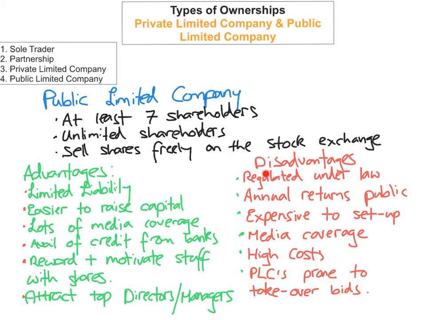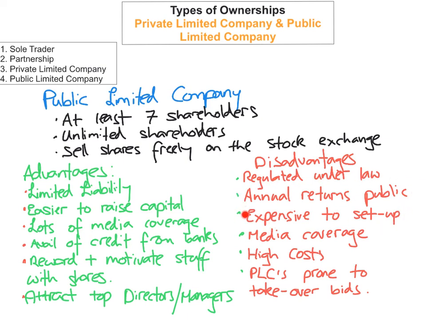Disadvantages. There are a few disadvantages with public limited companies. One of them is that they're regulated under law. There are very strict rules, as shares are purchased by the public, and these are regulated by the rules of the stock exchange. They have to do annual returns, so the financial accounts must be published at the end of every year and made public. If they're not doing so well, the public will know this, which may lead to a downturn in the business, because their share price will fall, people will stop investing and buying shares, and this can be quite detrimental to the company.